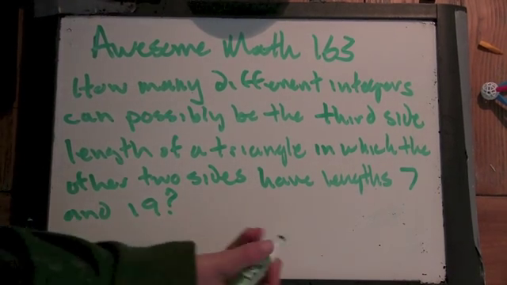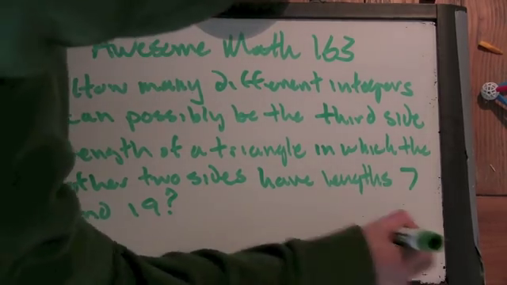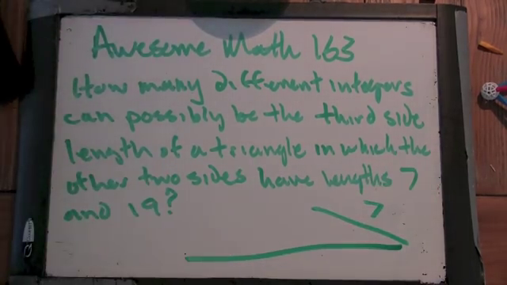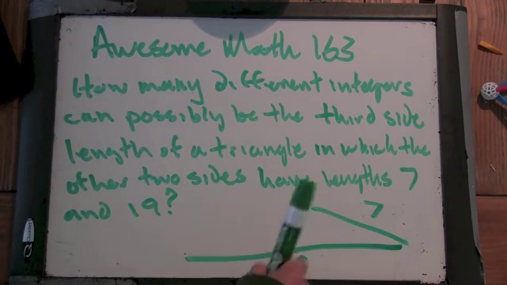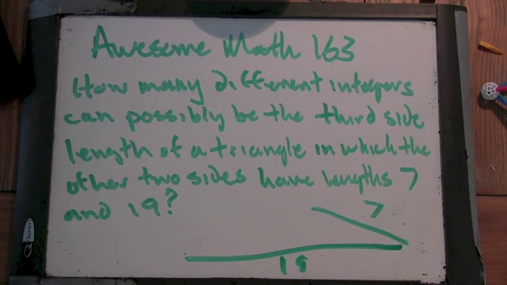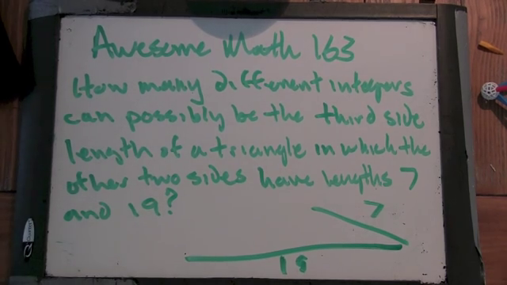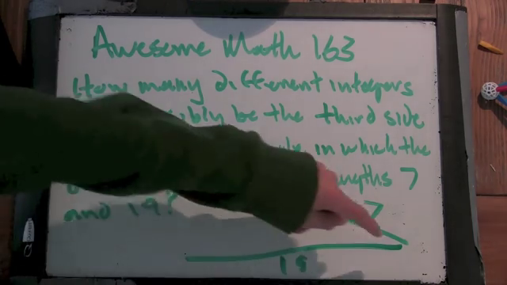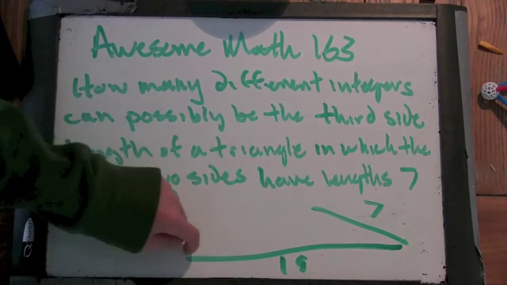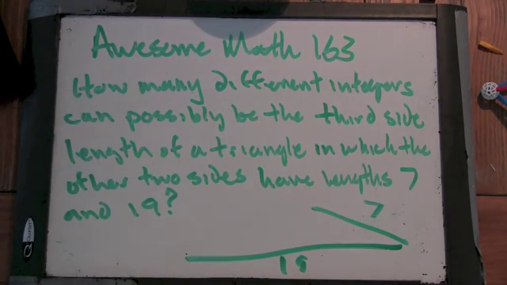Let's see. Well, if this side is 19 and this side is 7, we need to be sure how far we can reach. I think the sum of the two sides has to be bigger than 19. The sum of the two sides that are reaching together. Oh, because this might be an obtuse triangle. You're right. I see.